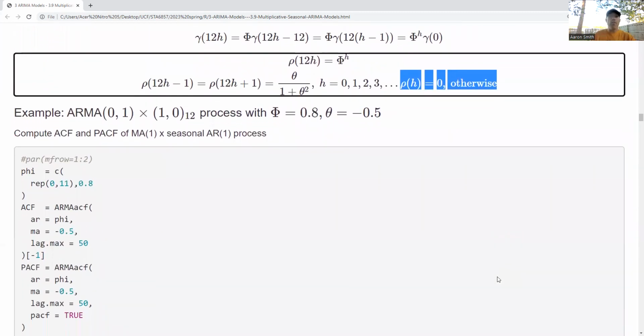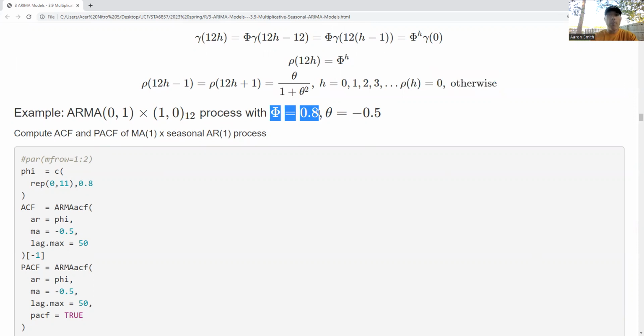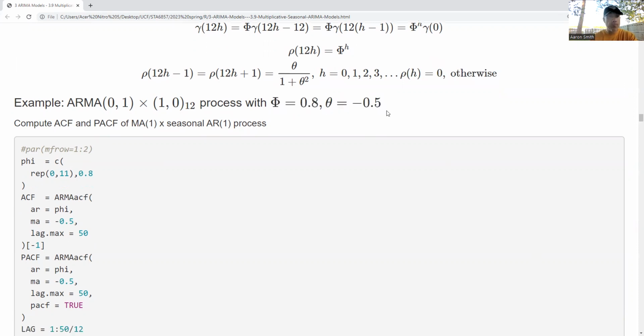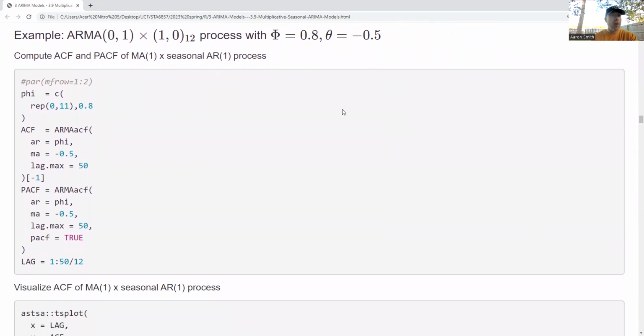All right, so let's go ahead and simulate one of these processes. Here, I'm going to say that phi is equal to 0.8. I'm going to say that theta for the moving average is -1/2. All right, so here are the coefficients of phi. So notice that everything is 0 except for the 12th one. Here, I'm going to set up my moving average of -0.5. So this is appearing here effectively.